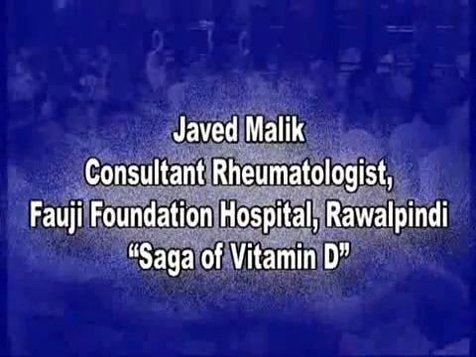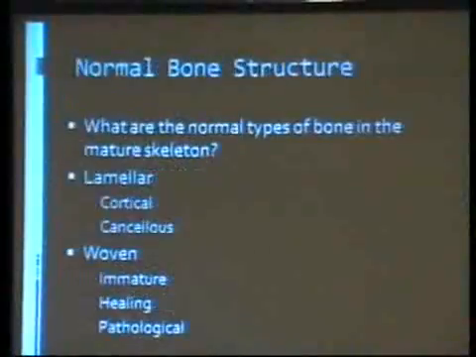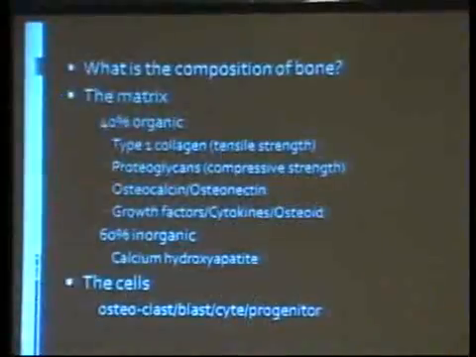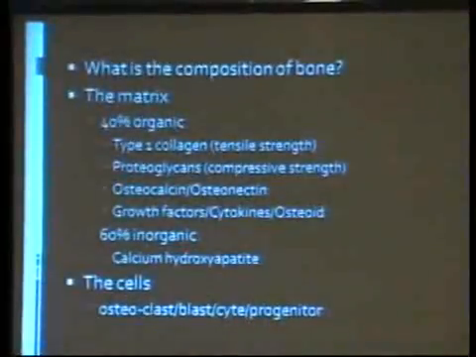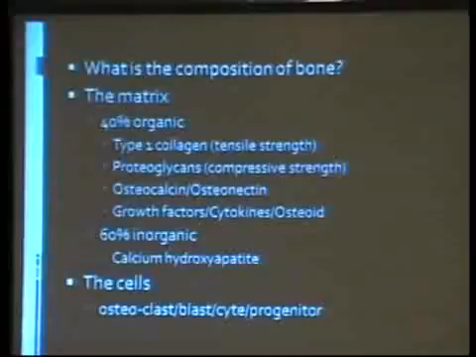Okay, so I was going to go into detail of the functions of bone, the structural function and the metabolic functions, and the normal structure, which is primarily lamellar and woven, two different kinds of bone that we have. The composition of bone is primarily matrix and the cells. The matrix is 40% organic, which includes type 1 collagen, proteoglycans, osteocalcin, osteonectin, growth factors, cytokines, osteoid, and 60% is inorganic, which is calcium hydroxyapatite. And the cells within the bone are the osteoclasts, osteoblasts, osteocytes, and progenitor cells.